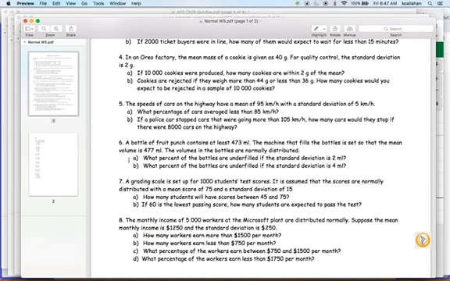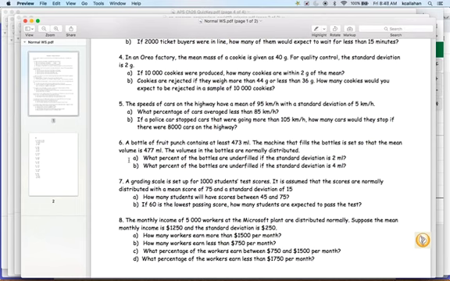6. A bottle of fruit punch contains at least 473 milliliters. The machine that fills the bottles is set so that the mean volume is 477. The volumes in the bottles are normally distributed. Okay, what percentage of the bottles are underfilled if the standard deviation is 2 milliliters? Okay, so we're going to have to answer after we take into account 6 and what it says under the A.